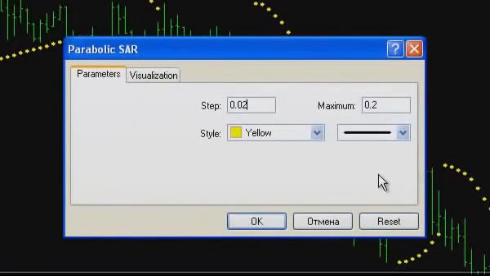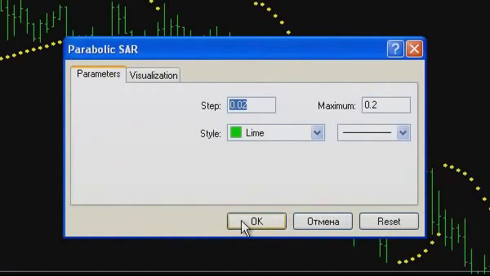In both cases, the dialog window with the indicator's parameters appears on the screen. These parameters can be left unchanged, adjusted manually, or standard settings can be restored by pressing the Reset button.